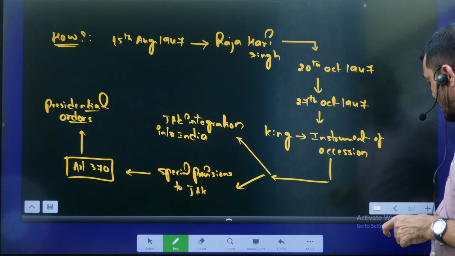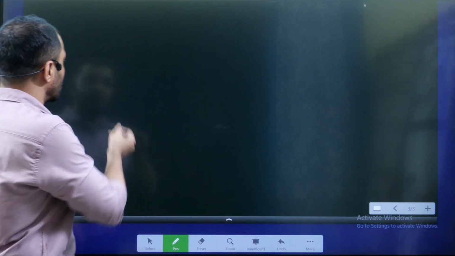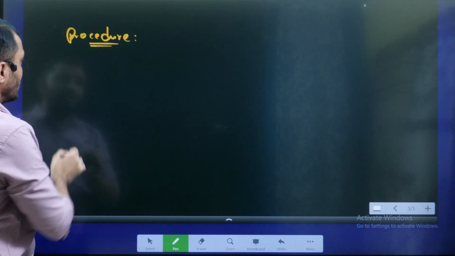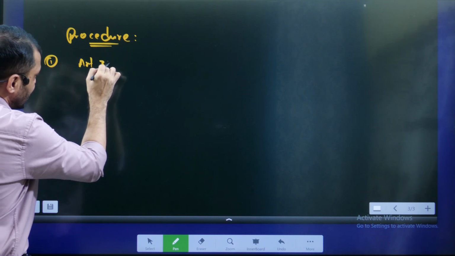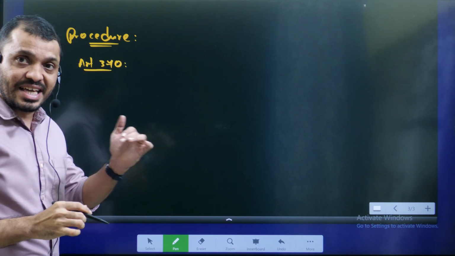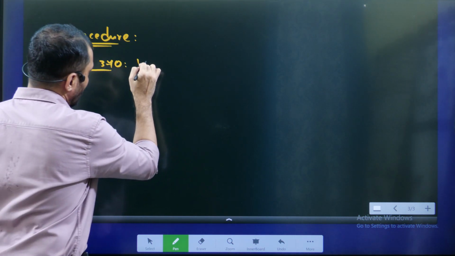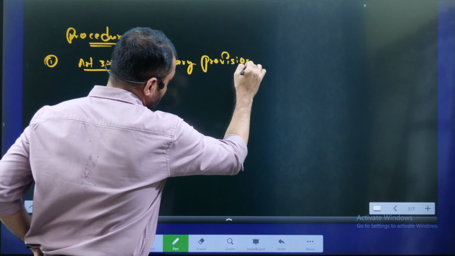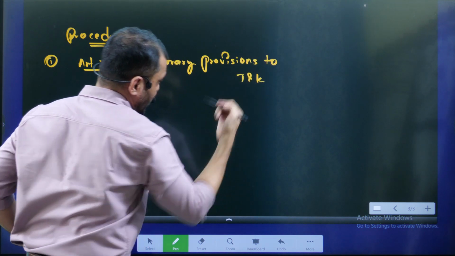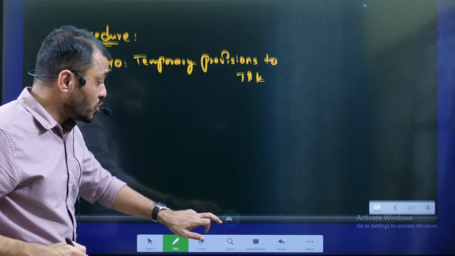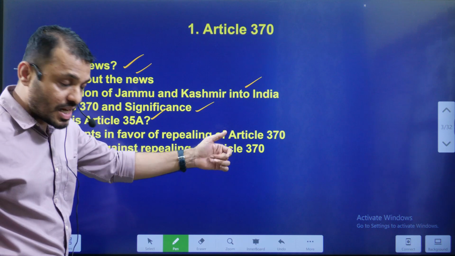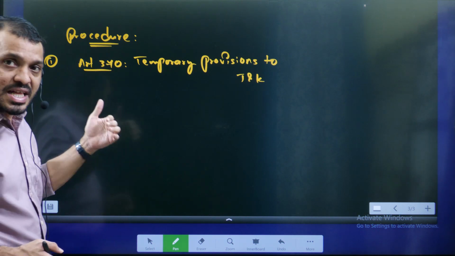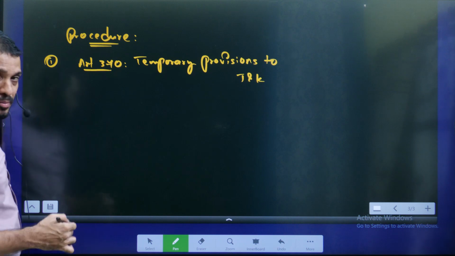This is very, very important. What kind of procedure did they follow? For that, you have to know Article 370. The heading of Article 370 reads: temporary provisions to Jammu Kashmir. In yesterday's video, I told you that I will forward these notes on a weekly, 15-day or monthly basis. But for this explanation, you have to either take a screenshot or make running notes. Article 370, temporary provisions to Jammu Kashmir.